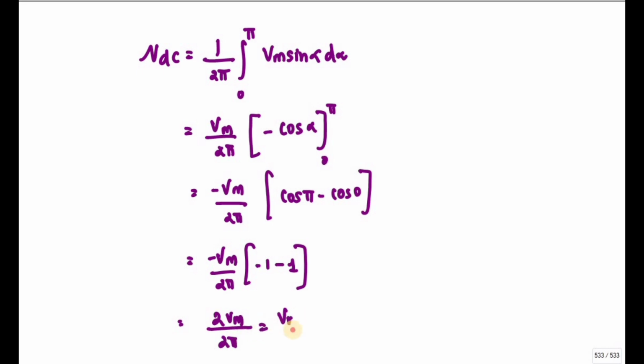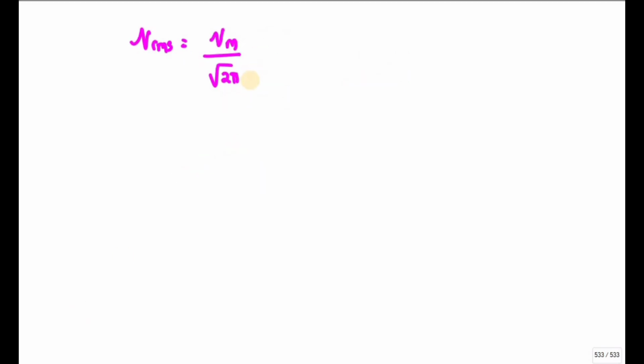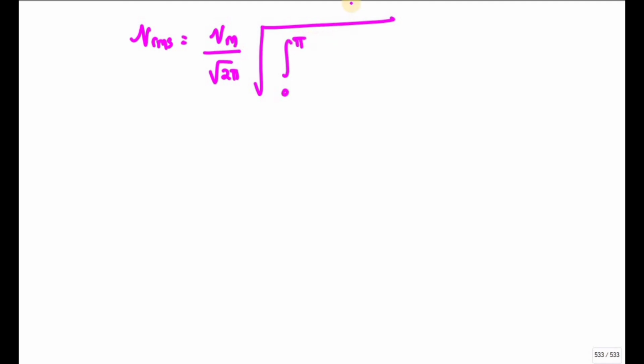Next, to find the VRMS value, it is the root mean square value. So I am going to take the root of 1 divided by 2 pi, integral from 0 to pi, and square, right? So Vm square sine square alpha d alpha. Now if I take Vm outside, I will get Vm divided by root of 2 pi, then root of the integral from 0 to pi of sine square alpha d alpha.